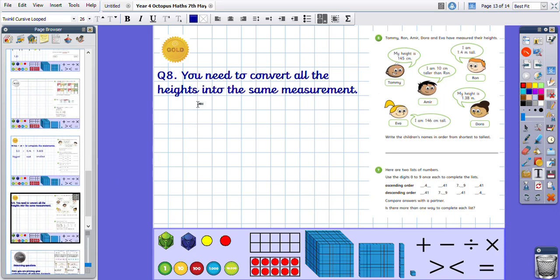And for question 8, going back to our starter tasks, you need to convert all of the heights into the same measurement to be able to answer the question. So how many centimetres are in a metre, and think about converting those between the units of measure.